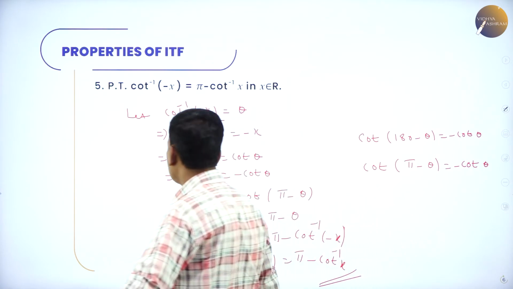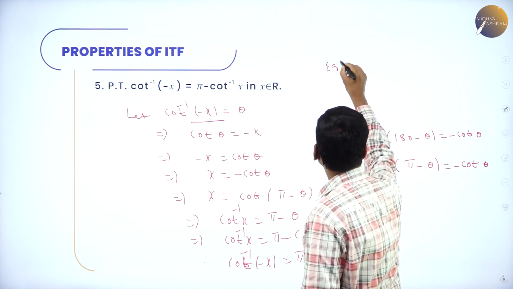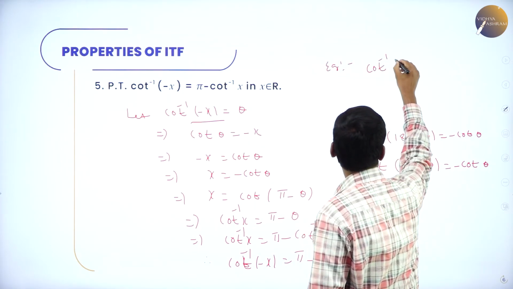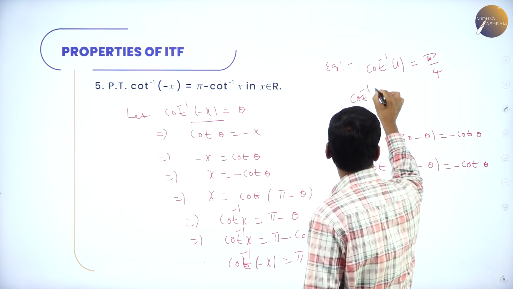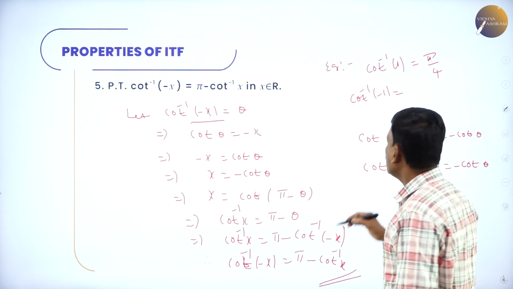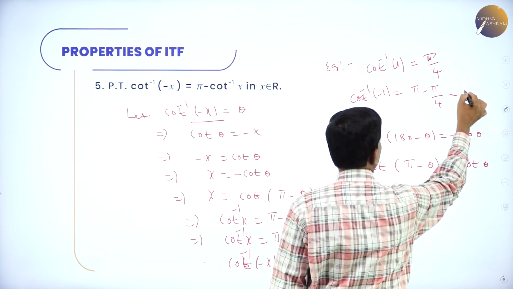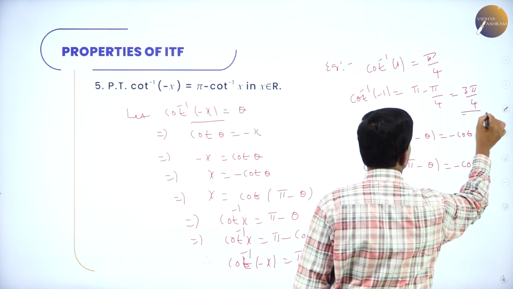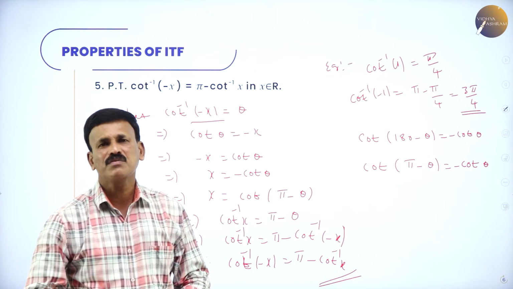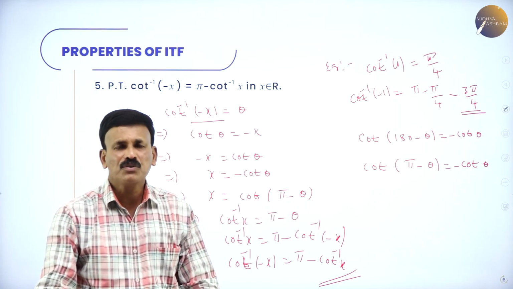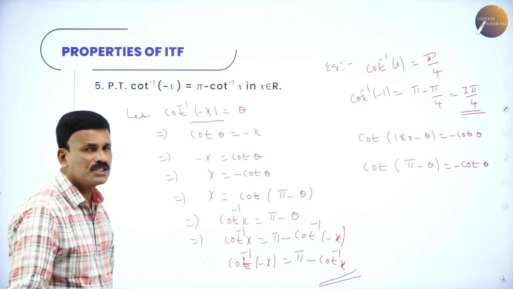Now let us take an example. Find the value of cot inverse of 1. Cot inverse 1 is pi by 4. Suppose it is cot inverse of minus 1, this can be written as pi minus pi by 4. 4 pi minus pi is 3 pi by 4. This is the simplified answer for cot inverse of minus 1. Cot inverse of plus 1 is pi by 4, and cot inverse of minus 1 is 3 pi by 4. So that is regarding the properties.